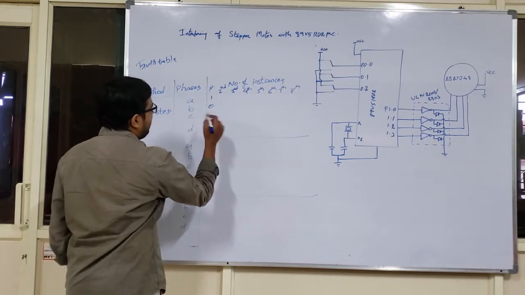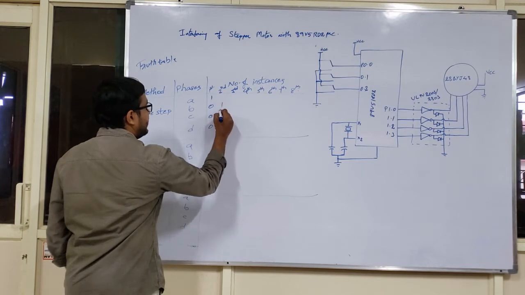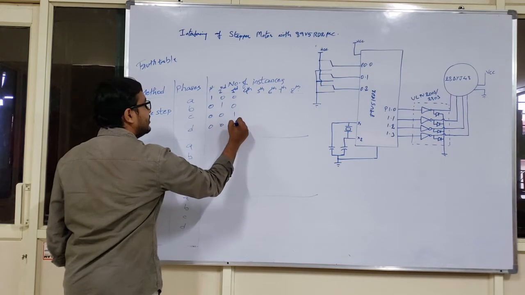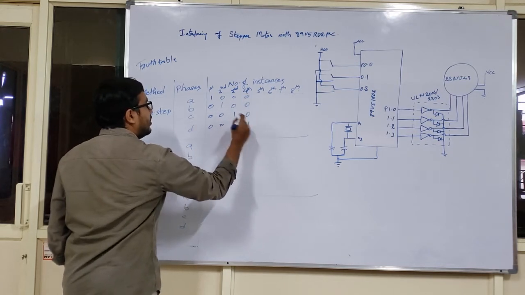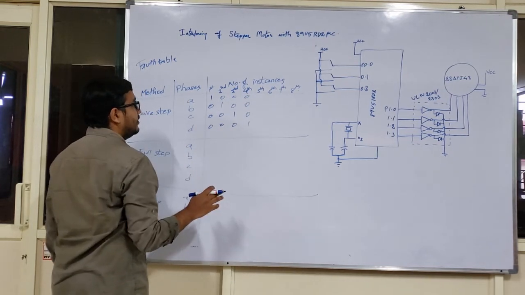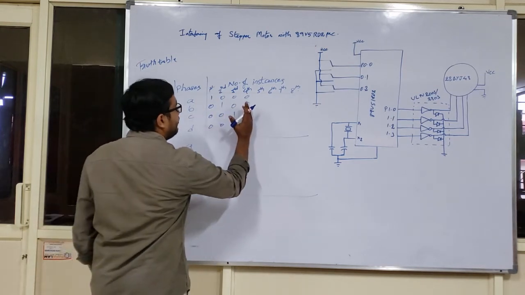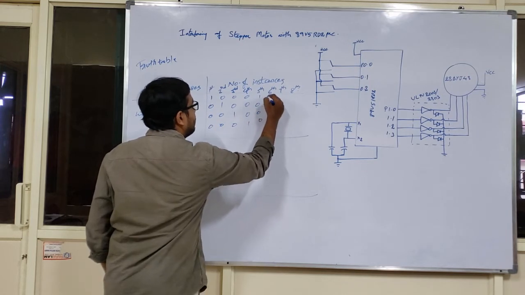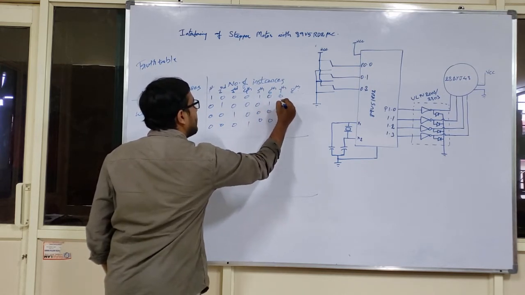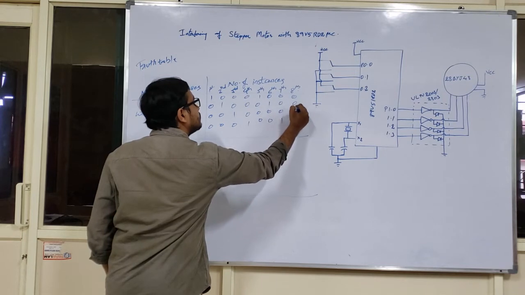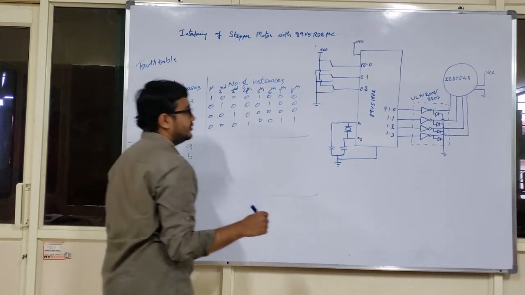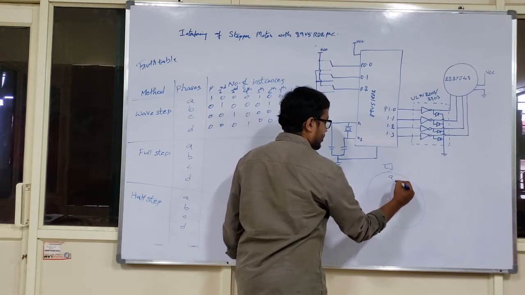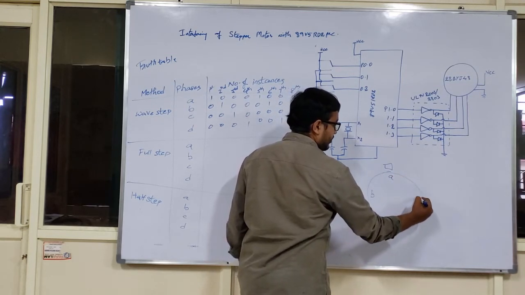So it is taking anti-clockwise direction, which means the next phase getting energized is B phase, and next is C phase, and after it all the phases get excited at some instance. The same thing will be repeated for the next 4 instances also. Because this is my A phase, this is B, this is C, this is D.